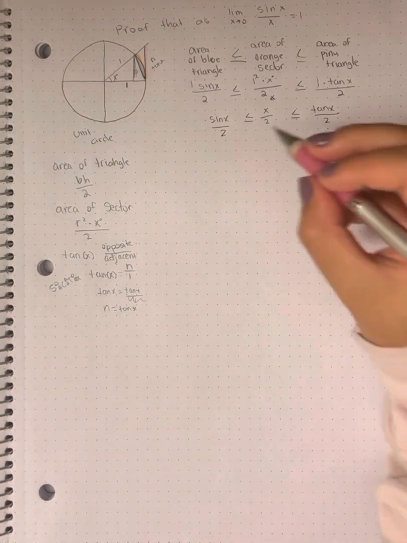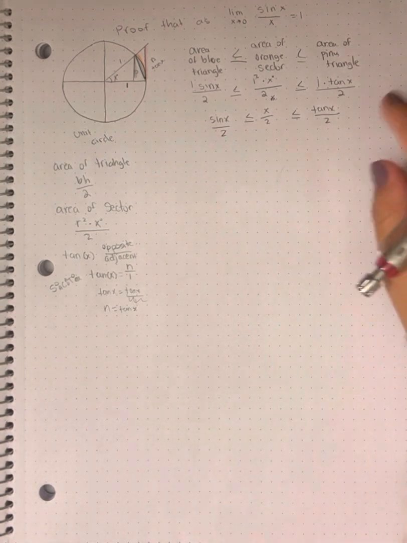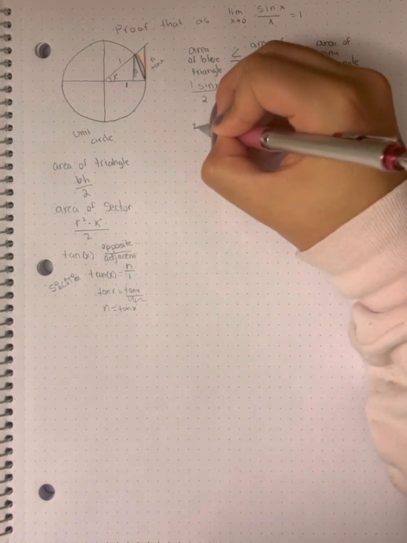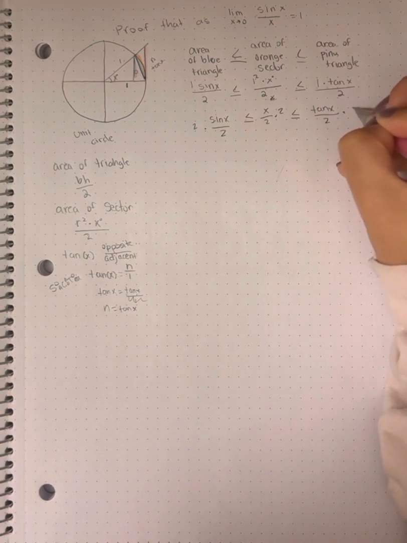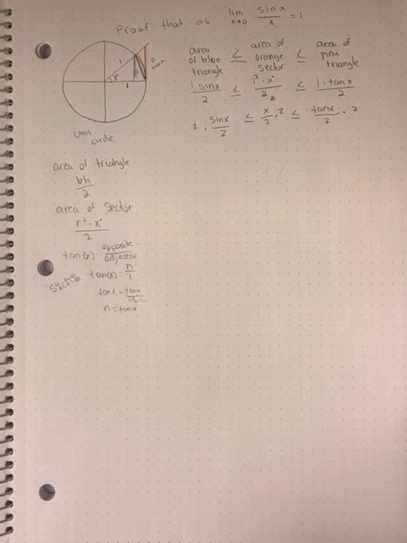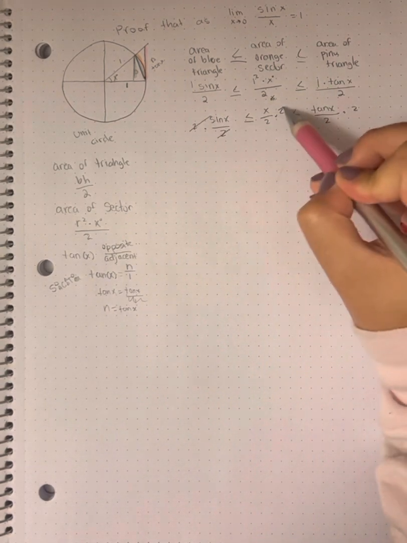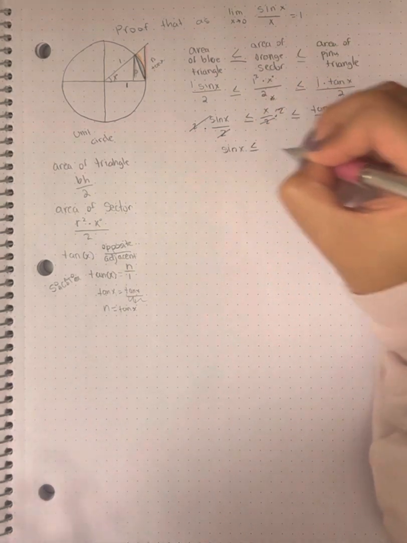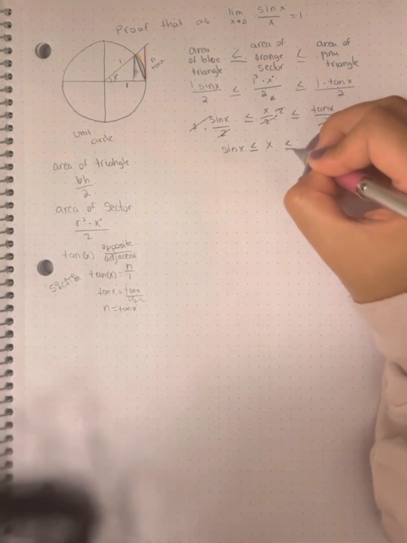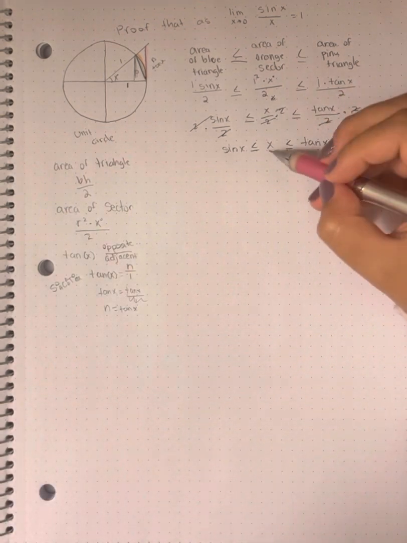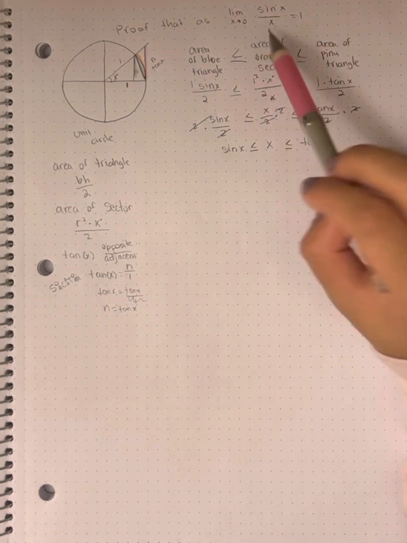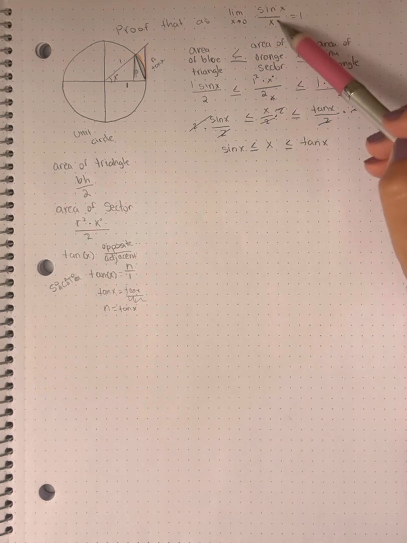Now, from here, we don't really want this divided by 2. It's making things too confusing, and because it is everywhere, we can just multiply all of these values by 2, so that it keeps the same ratios, and then simplify it. So we get sine of x is less than or equal to x is less than or equal to tan of x. Now, we want this middle portion to become this.